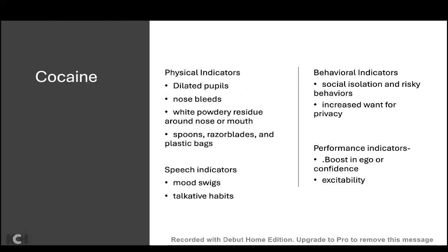Next, we're going to talk about cocaine. Some physical indicators for cocaine is dilated pupils, nosebleeds, a white powdery residue around the nose or mouth, or if the employee has spoons, razor blades, or plastic bags somewhere, this can also be an indicator. Some speech indicators are mood swings and talkative habits, or an excessive amount of talking. Some behavioral indicators can be social isolation or risky behaviors. Also an increased want or need for privacy.